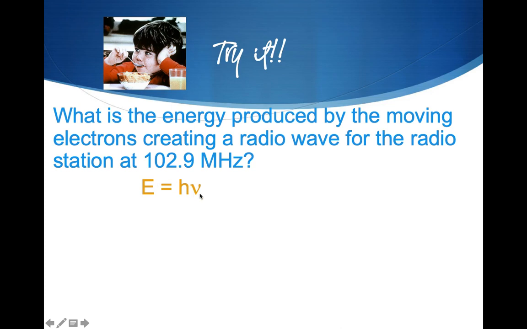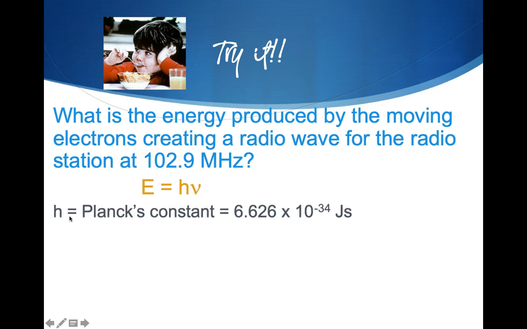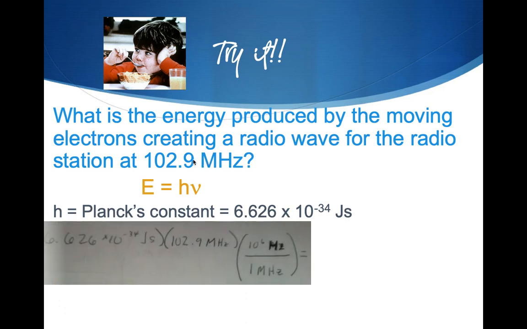Megahertz is a unit of frequency. Planck's constant is always given to us, but the units do have to match seconds. And megahertz would not be seconds. That would be like 1 over megaseconds, right? Think of it that way.